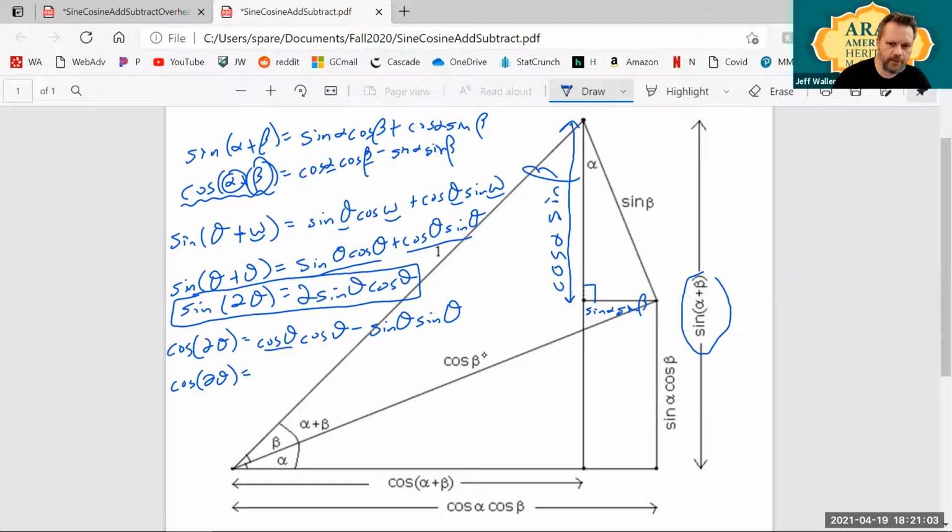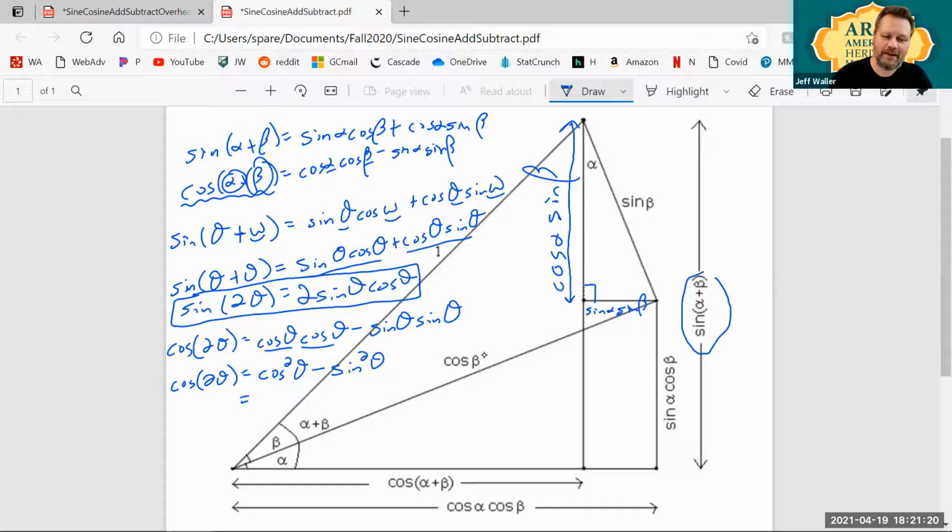What's a better way to write cosine theta, cosine theta? Two cosine. No, careful. No, we're not adding, we're multiplying. Cosine squared theta. Now, is there another way to write it?